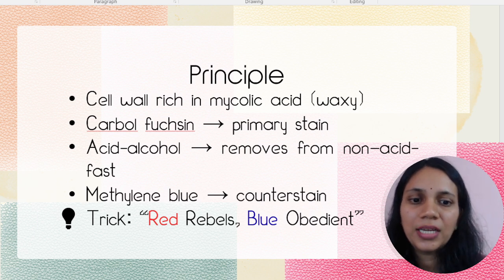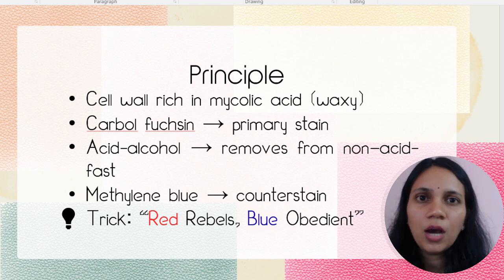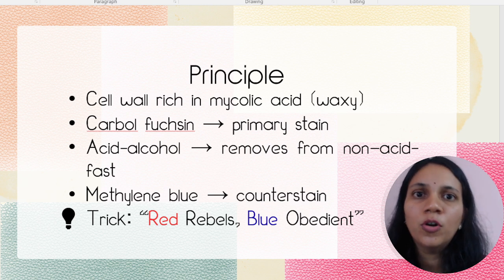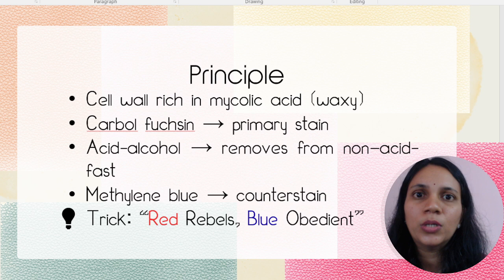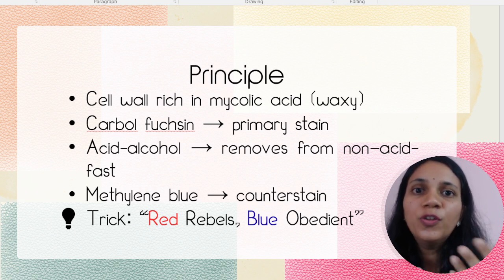So this mycobacterium has a cell wall that is rich in something called mycolic acid. That's a waxy lipid, and it does not allow these dyes to easily penetrate inside. So here we have to use certain specialized stains like carbol fuchsin. Now this carbol fuchsin enters inside the bacterial cell wall when heat or phenol is applied.